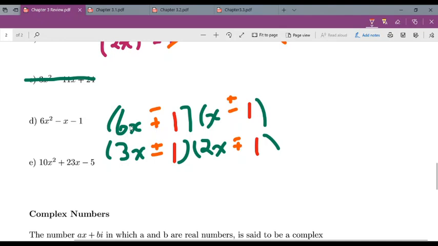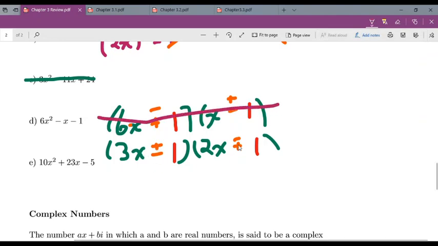So if we work it backwards, 6x times x is 6x squared. 6x times negative 1 is negative 6x. 1 times x is x. That's going to leave you with a negative 5x, so that doesn't work. And if you switch it, it also doesn't work; you wind up with a positive 5x. Neither of those work, so we can already see that this first combination is not going to work out. So it's got to be the other combination.